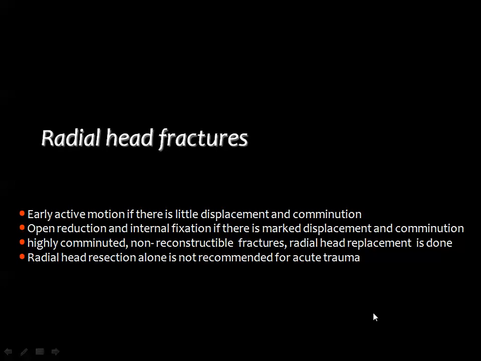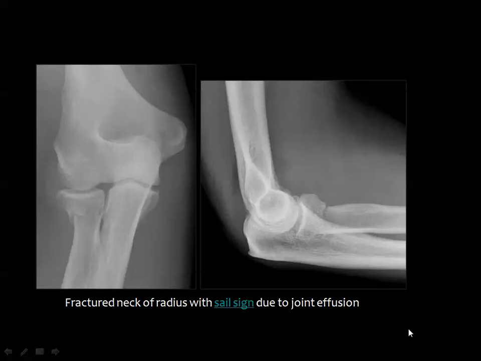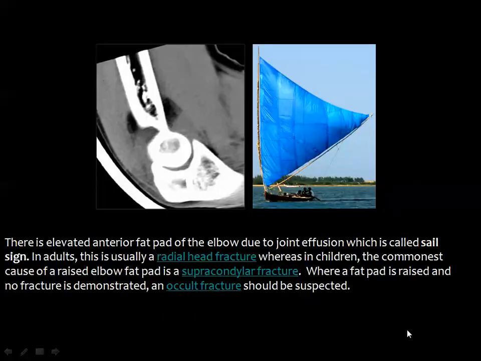And the idea of radial head resection alone is not recommended for cases with acute trauma. In here, it's easy to identify the fat pad sign in this patient with radial neck fracture, and you can see this radiolucent triangle along the lower part of the anterior aspect of the humeral shaft, and also the radiolucent fat pad sign along the posterior aspect of the humerus as well.